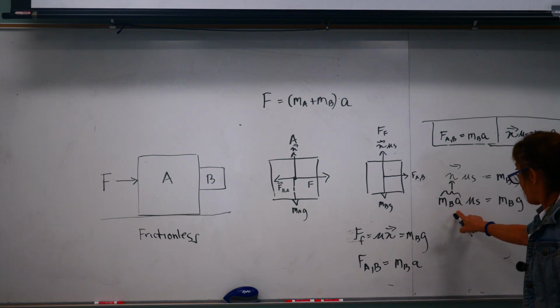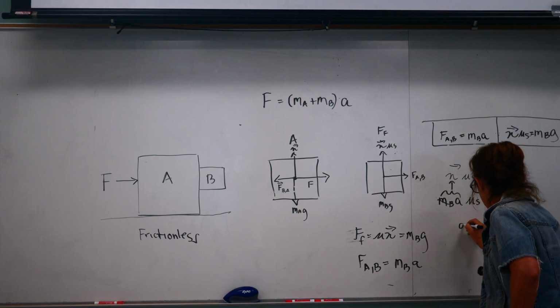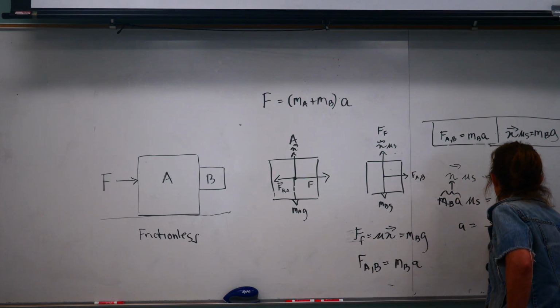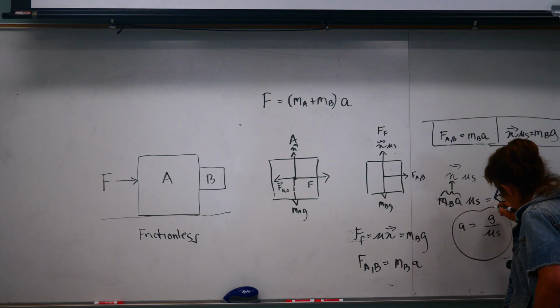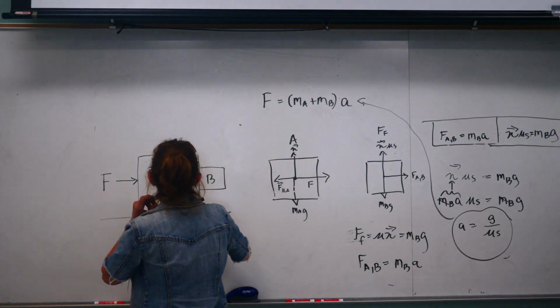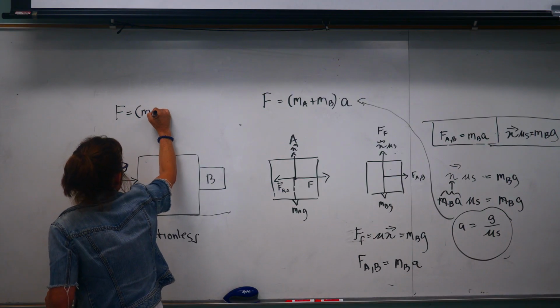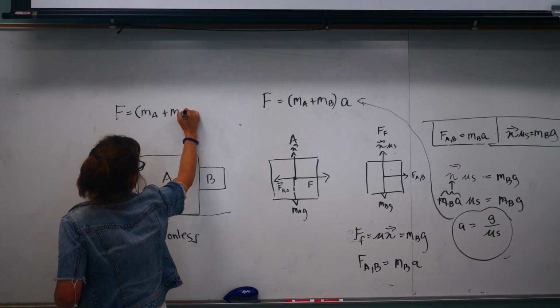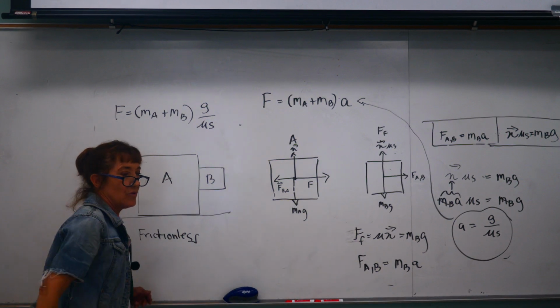And I want to solve for a here. So I don't need these masses of B. So a is going to be equal to g over mu_s. So I'm going to take this and pop that in there. And I've got the force required to keep it up is equal to the mass of A plus the mass of B times g over mu_s.